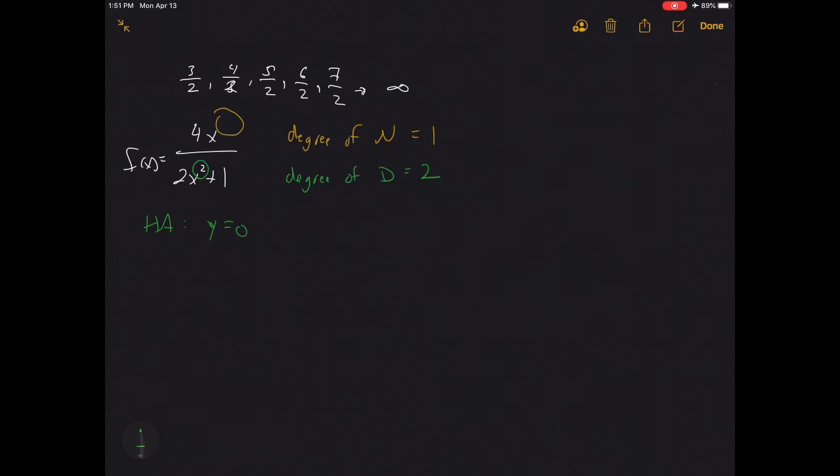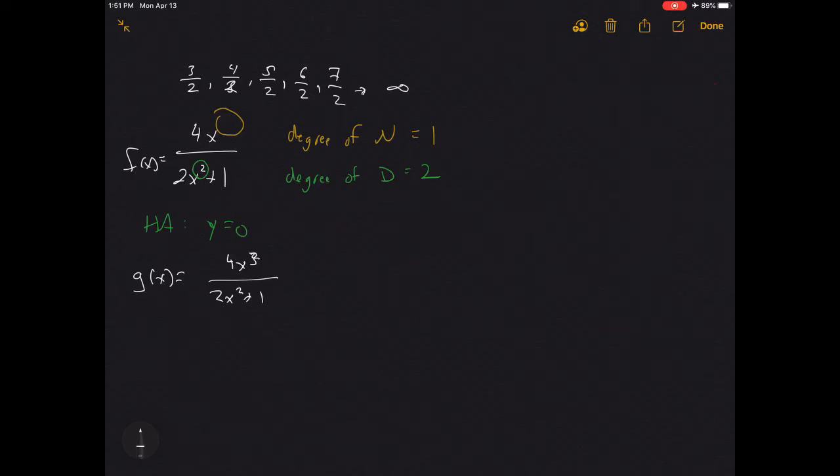All right, let's look at a second example. Oh, I'm writing in the wrong tool. Try that again. All right, our second example, we'll do g of x equals 4x cubed over 2x squared plus 1.